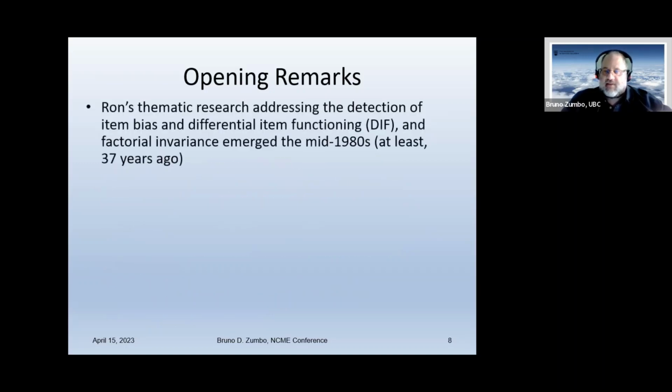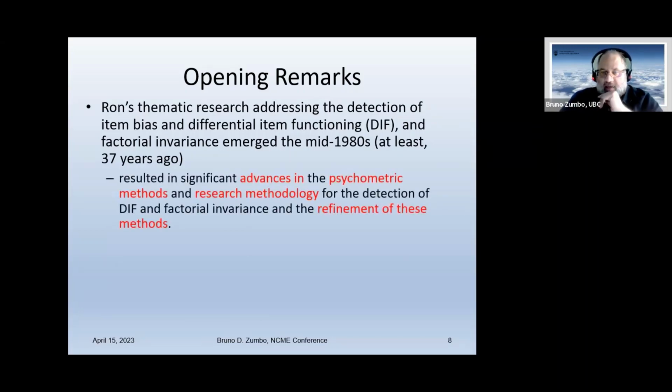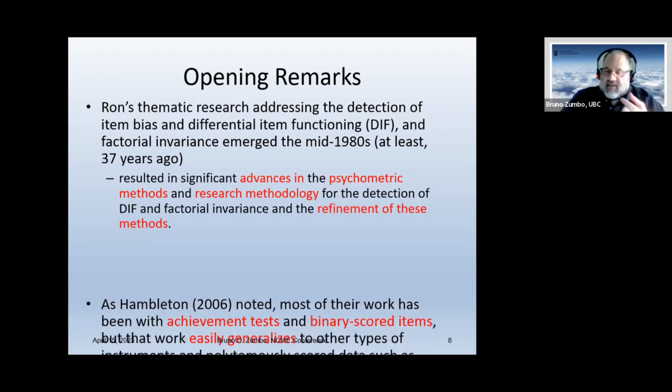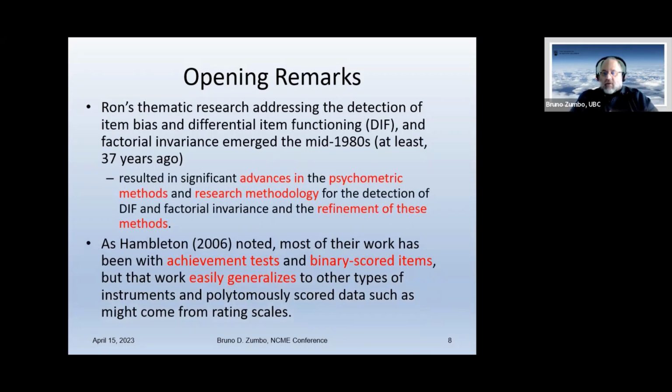Ron's thematic research addressing the detection of differential item functioning and factorial invariance emerged in the mid-1980s, at least 37 years ago by all accounts that I have. And it's resulted in significant advances in the psychometric methods and research methodology for detecting DIF and factorial invariance, and the refinement of these methods. As Hambleton noted in 2006, most of their work has been with achievement tests and binary scored items, but that work easily generalizes to other types of instruments and polytomously scored data, such as might come from rating scales and health measures, psychological measures, educational psychology, special education, healthcare, etc.